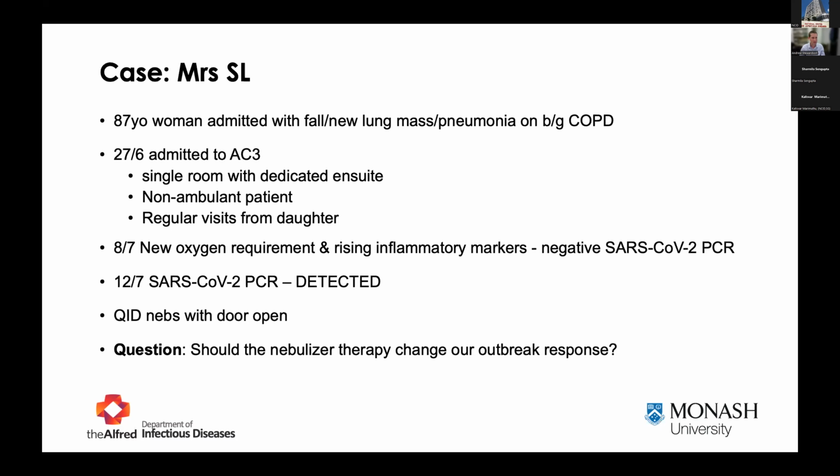Sometime later, on the 8th of July, she had a new oxygen requirement and rising inflammatory markers. She tested negative for COVID, but then 4 days later tested positive. And throughout this whole time, she'd been having nebulizer therapy 4 times a day with the door open. So the question is, should the nebulizer therapy change our outbreak response in this particular case?